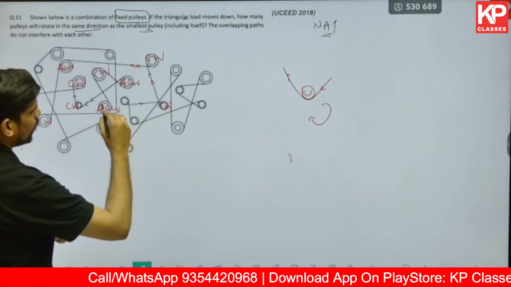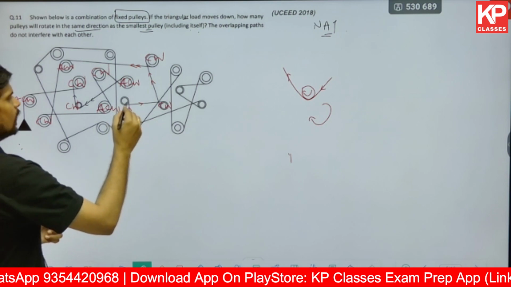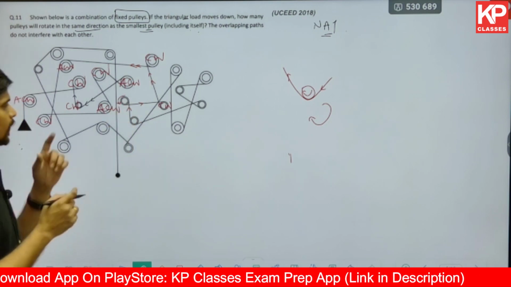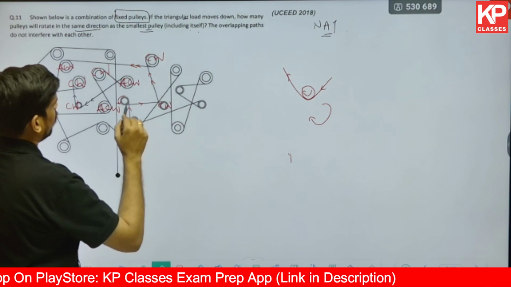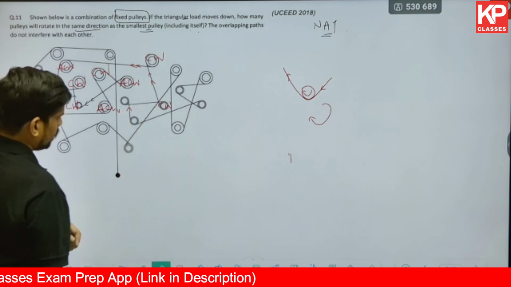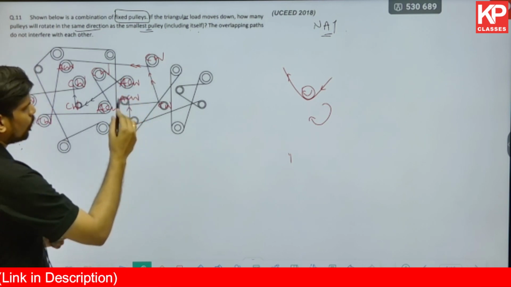Now for the rope to increase its length in this direction, it has to move upwards at this point. So the turn in the rope is in this way. That's an anti-clockwise turn. So in the pulley, you'll be having an anti-clockwise turn at this point. So let me mark it as anti-clockwise. Counterclockwise.